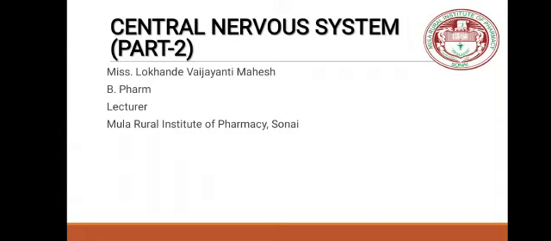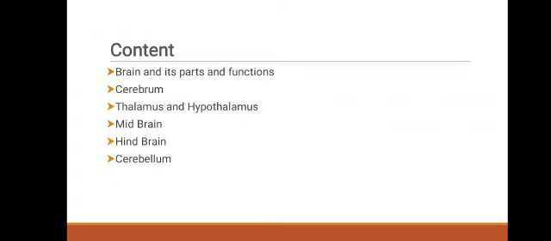Today we are going to discuss the central nervous system, part 2. In the last part we discussed the introduction of the nervous system, introduction of the brain, introduction of ventricles and cerebrospinal fluid. In this section we will discuss the brain and its parts and functions.